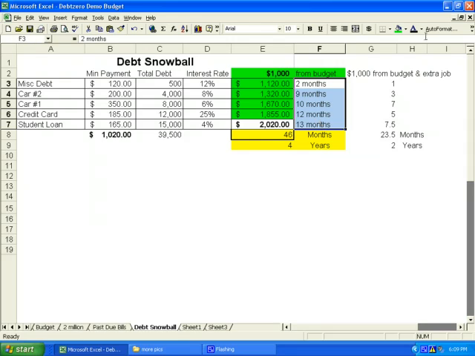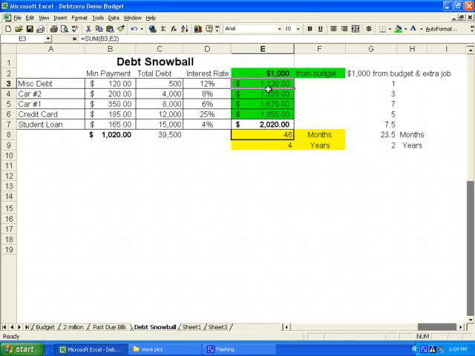So now, if we look over here, instead of paying a couple $100 on that first debt, you've got $1,120 that you're applying. The 1,000 here plus the 120. So that means you're paying off your first debt in less than a month. Then we add that 1,120 to the $200 car payment, you're paying 1,320. That means you're going to pay off your $4,000 car loan in 3 months. Then we add that to your next car loan of $350. You pay off your $8,000 car loan in only 7 months.